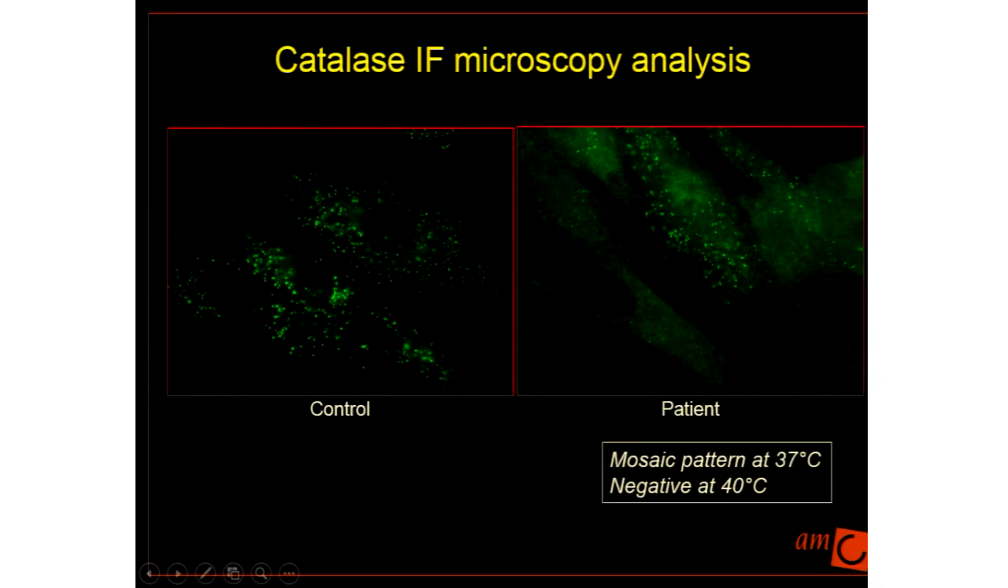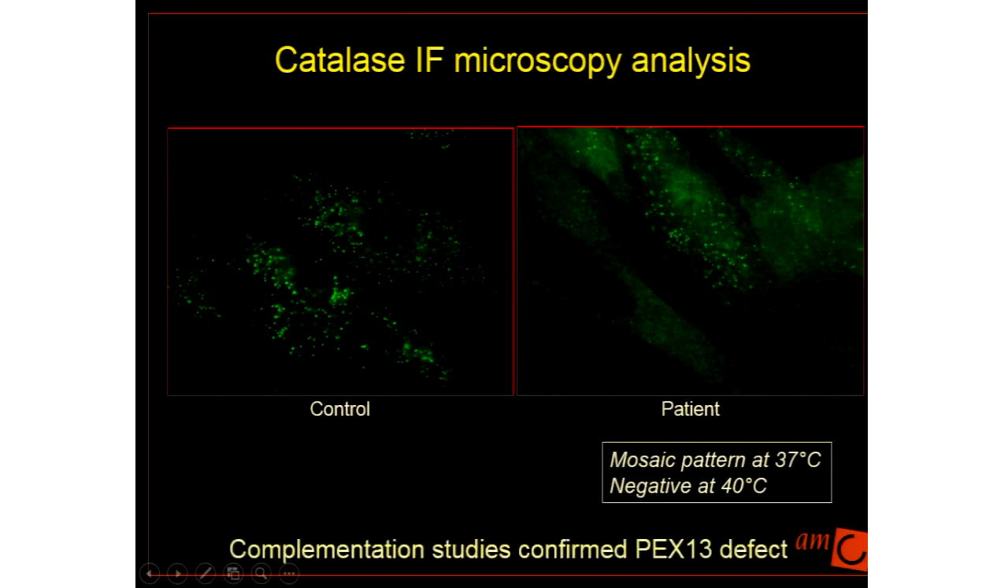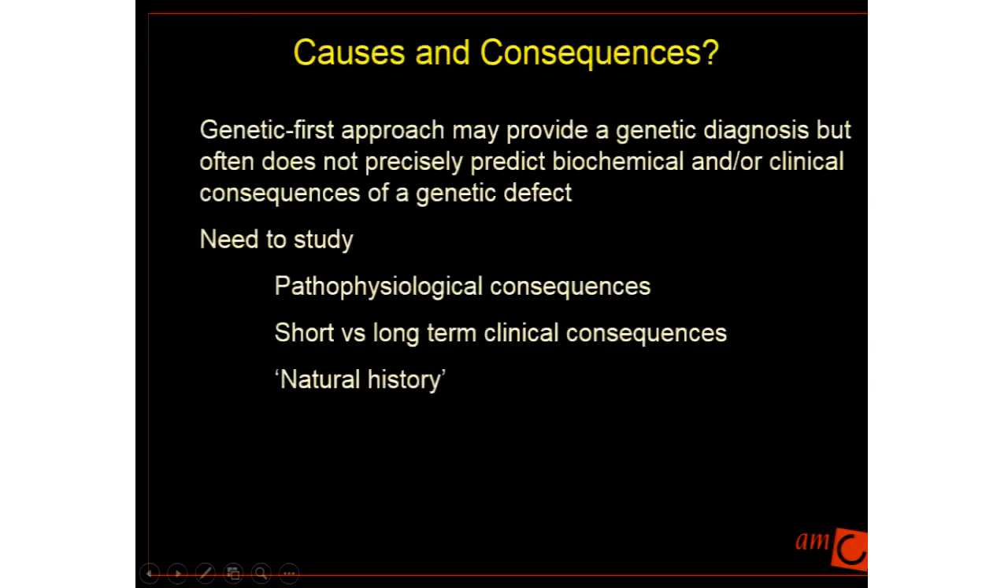protein import, you see this mosaic pattern, and if you then put the cells at 40 degrees, they lose their peroxisomal protein import, confirming that indeed this is the mutation, and if at 40 degrees you bring back the PEX13 cDNA, you restore the cells to the normal wild-type phenotype, confirming that these mutations are relevant.